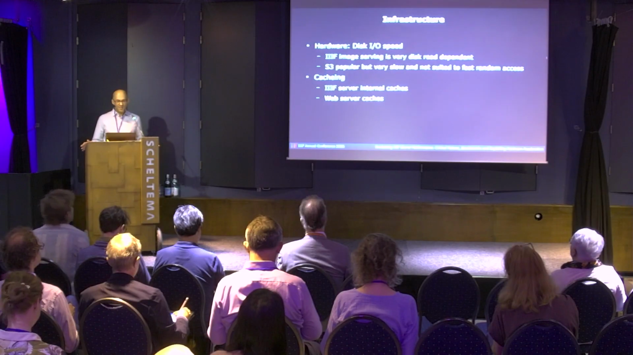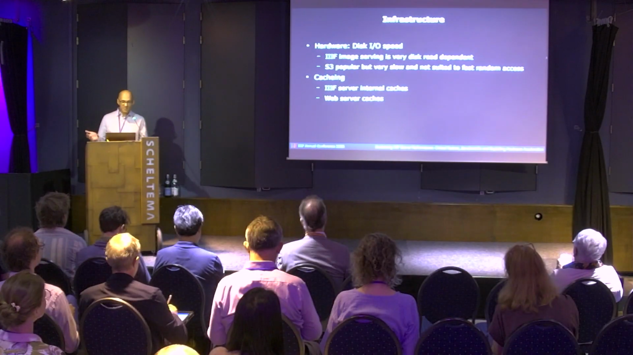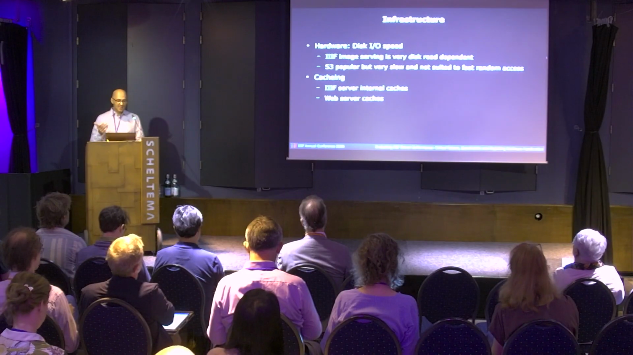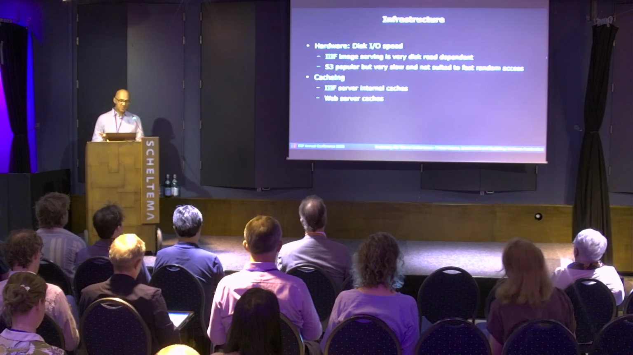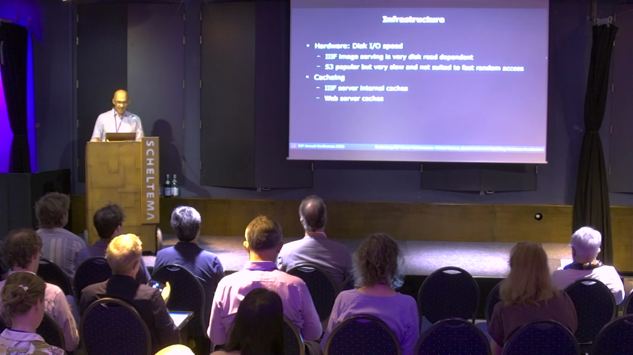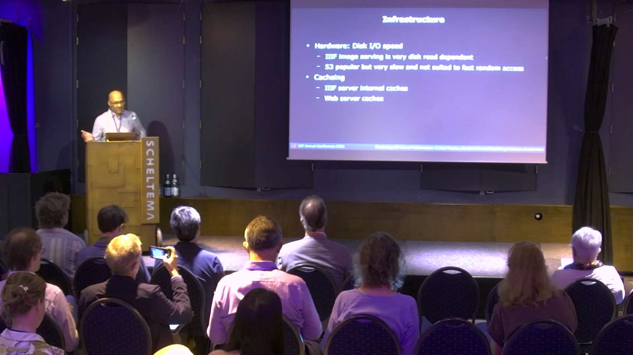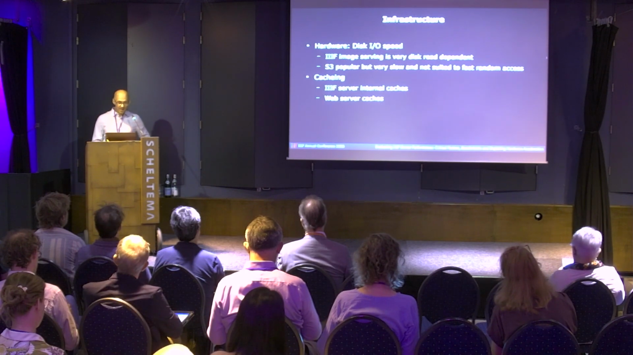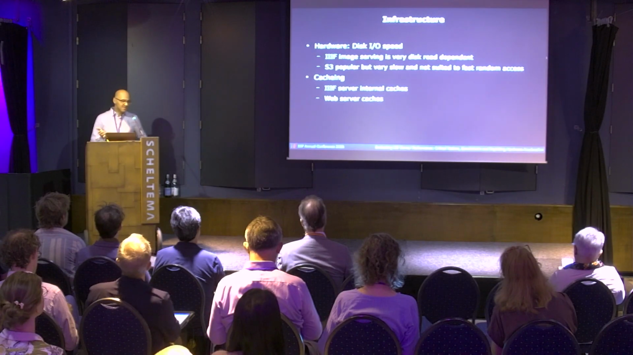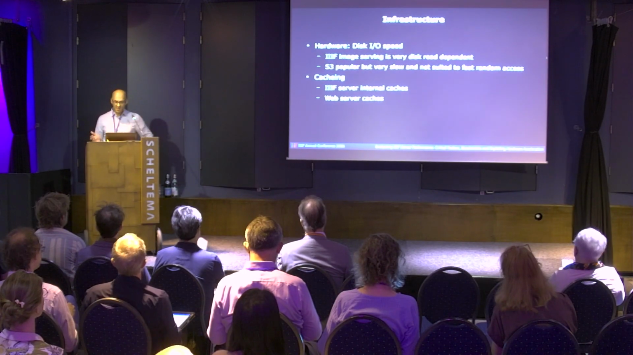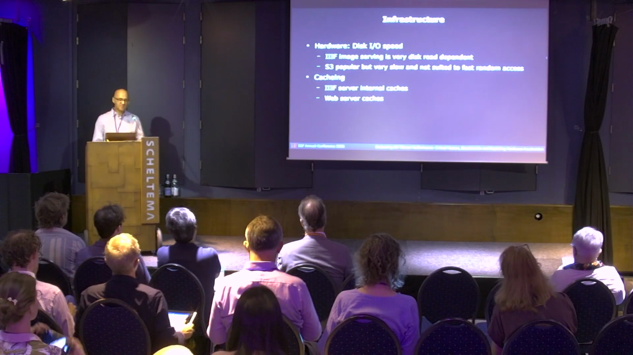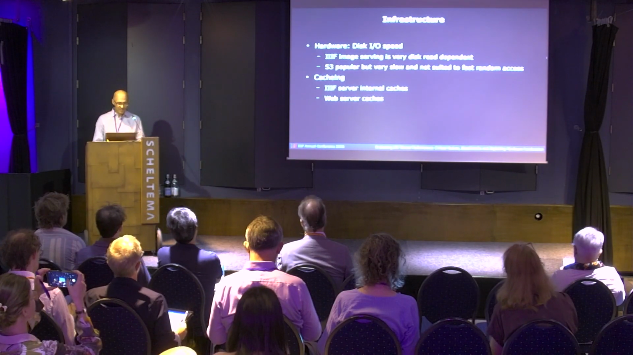So infrastructure, I'm not going to talk too much about this, but the key element for a IIIF server is access to the images. So it's disk speed. Your IIIF image server is very sensitive to disk input-output, which means that I know a lot of people use S3, but this is very slow, and it's not really suited to fast random access. Of course, there may be other reasons to use that.